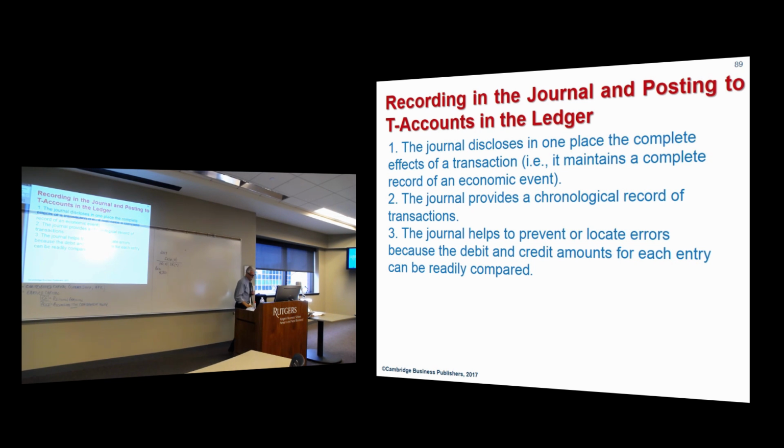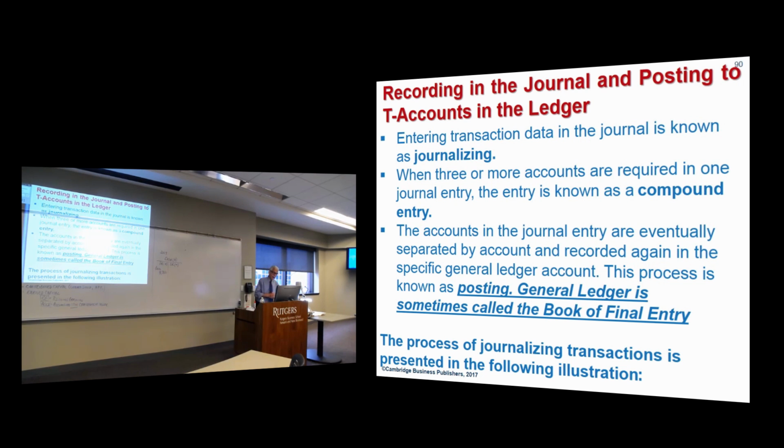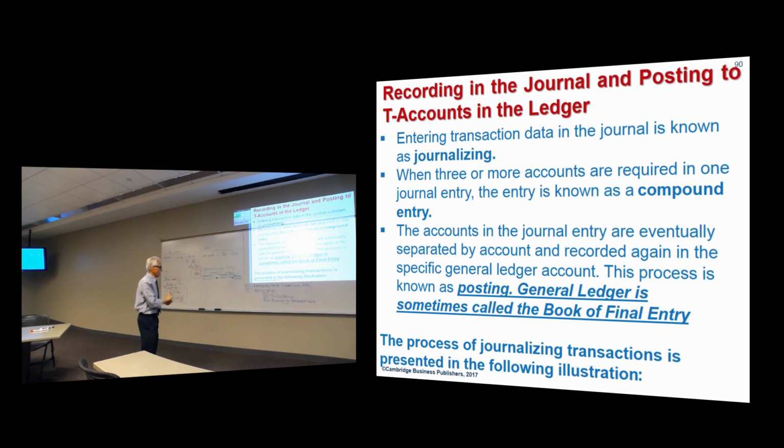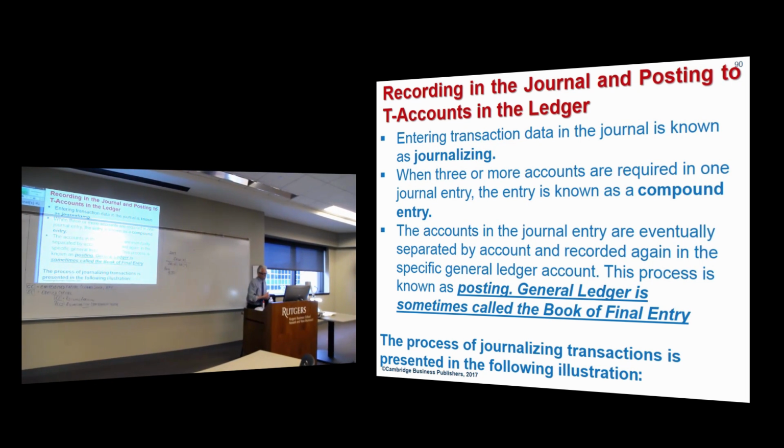Now, of course, after we journalize, if you have more than two accounts, it's called a compound entry. By the way, the example we had with the interest, when you paid $4,040, principal plus interest, it's a compound entry. So more than two accounts, a compound entry. Once you've journalized, at the end of a period, or maybe immediately, you're going to post that to the general ledger. So eventually, we're going to break this transaction up and we're going to post it to the general ledger. And for us, the general ledger is the book of final entry. It's the last place that it's going to be.